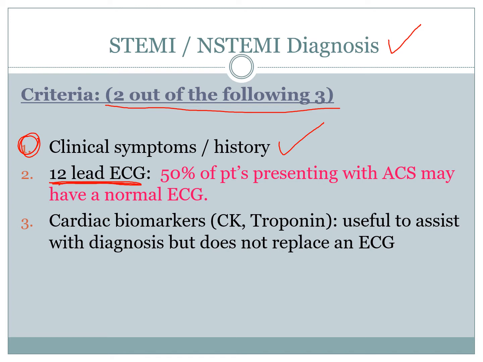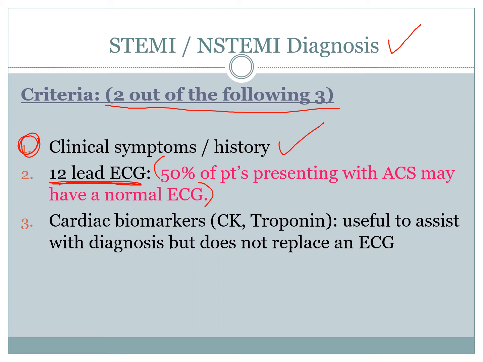You also need to be aware that 50% of patients presenting with active acute coronary syndrome won't show ECG changes, and this is just because it's too early for there to be cellular changes within the myocardial sites in order to show up on the ECG. So don't use the ECG as your absolute definitive.